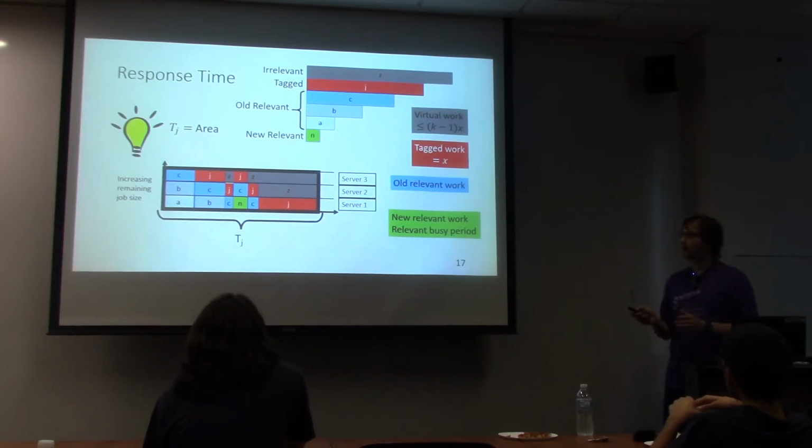The final category is old relevant work. And that's a little more complicated to bound. We're going to do that next. So we've got 3 categories bounded, and if we can bound the 4th one, we'll have everything we need.